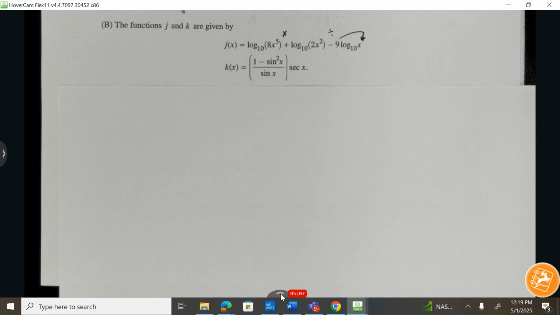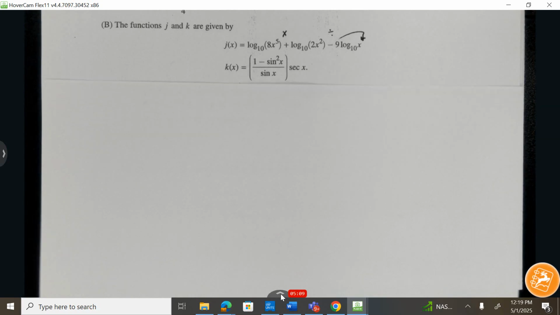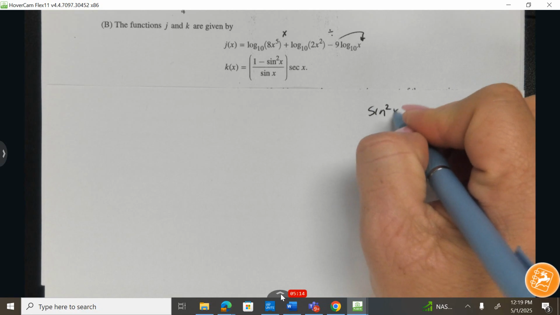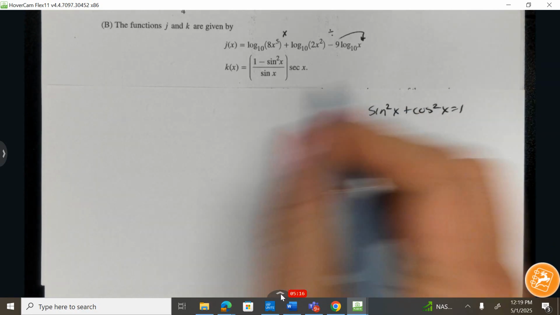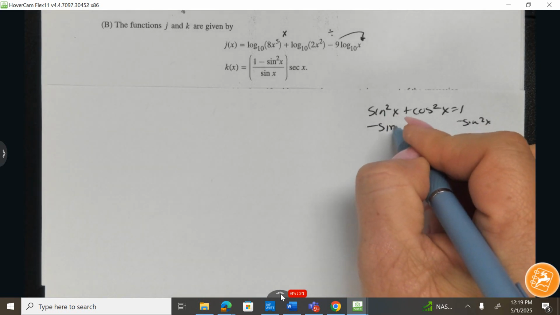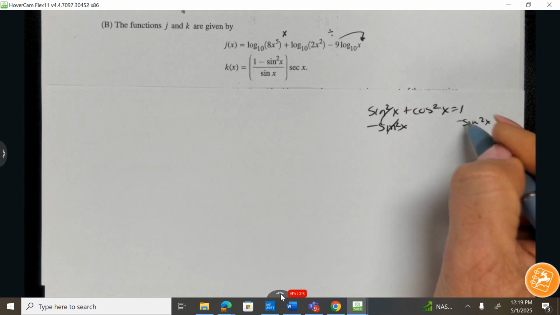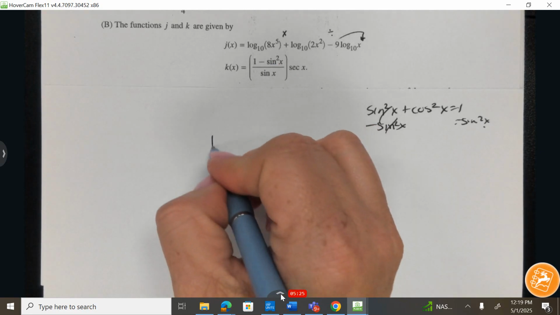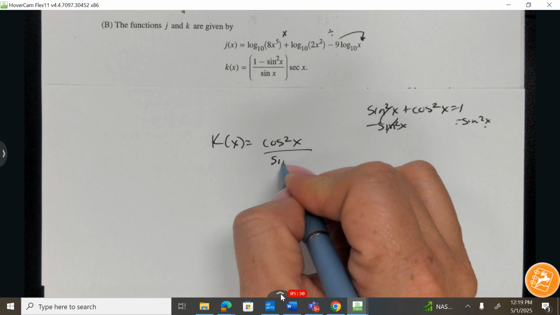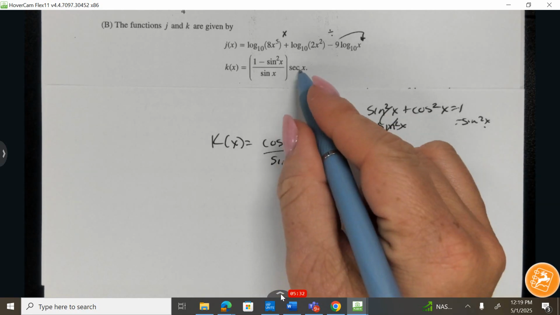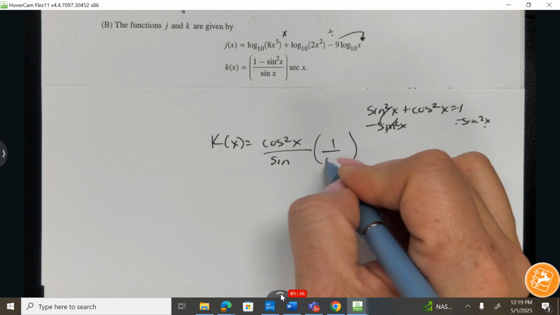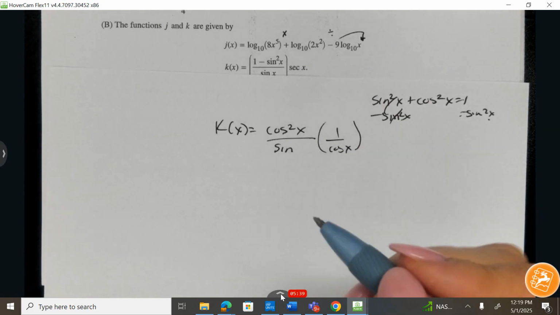Okay, let's look at the next one. And here they want us to rewrite it as a single term of tangent. Well, I recognize that sine squared plus cosine squared equals 1. So if I subtract sine squared to the opposite side, I have cosine squared equals 1 minus sine squared. So I have k of x equals cosine squared over sine. And then I can rewrite this as 1 over the cosine, because I know secant is 1 over cosine.